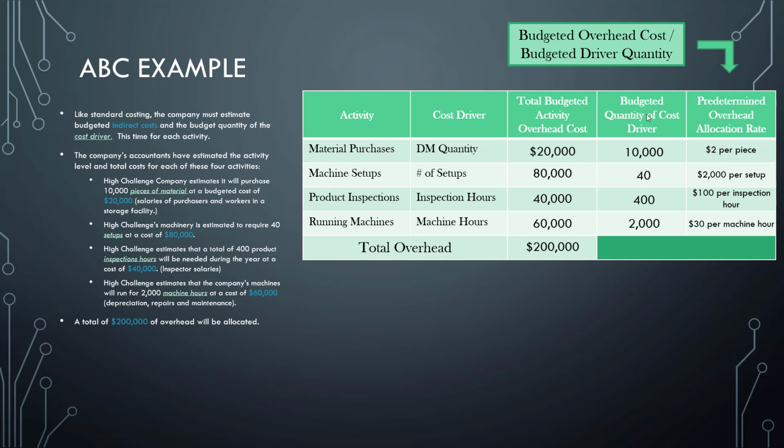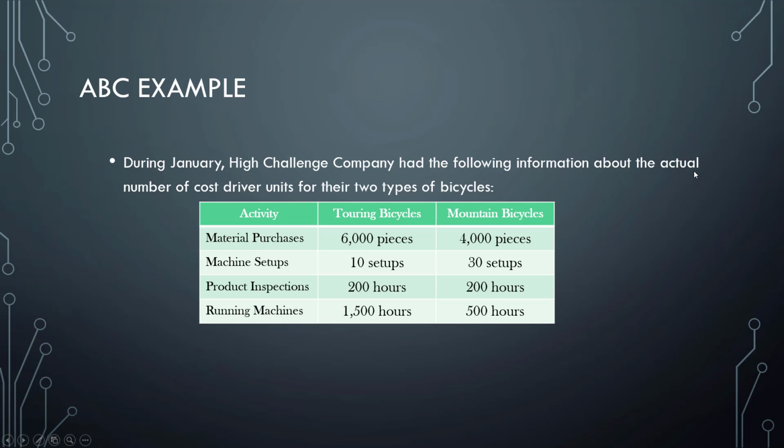And now that we have a driver for each of our different activities, if we know what quantity of that driver went into each of our 2 respective product lines, we know how to get those costs out of each activity's pool and into those products. So for this month of January, High Challenge has 2 different models they're making, touring and mountain. The first activity was material purchases, and we are going to estimate that it's going to take 6,000 pieces that we have to buy to produce touring bikes during the period, and 4,000 pieces for mountain bikes.